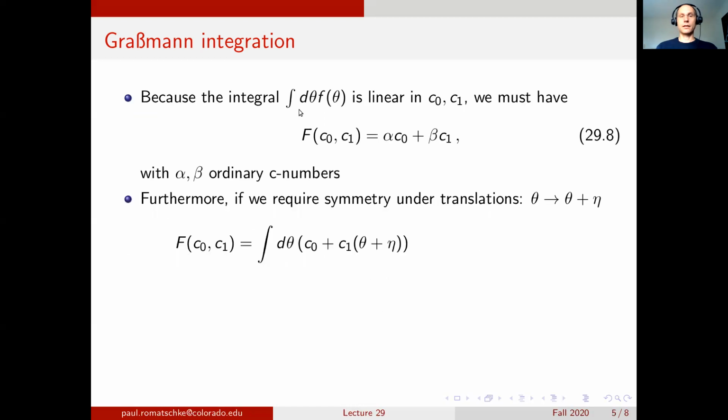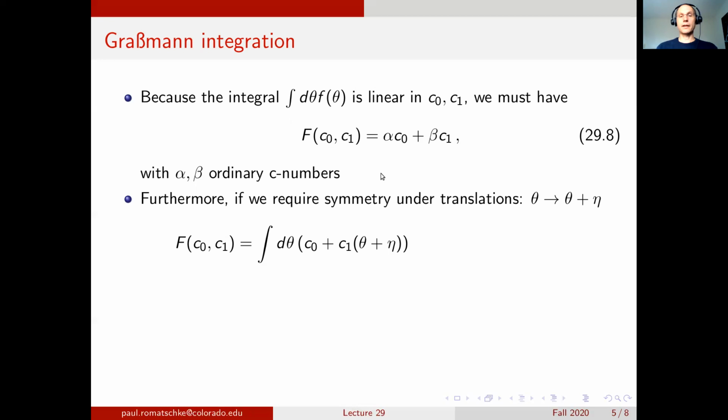Because the integral is a linear function in c0 and c1, the result f must also be a linear function. So f has to be equal to c0 and c1 multiplied by constants alpha and beta, where alpha and beta are ordinary numbers.